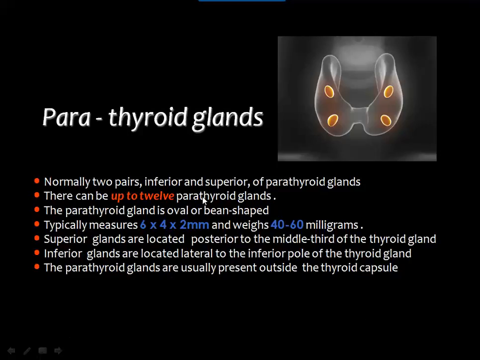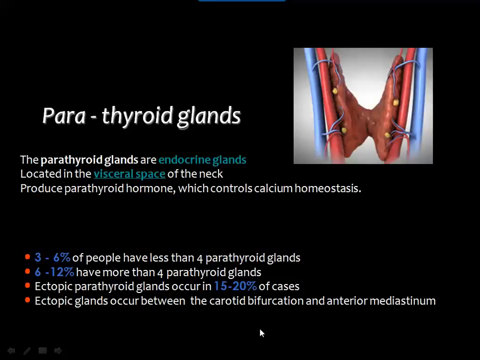The normal measurements of the parathyroid gland are 6 by 4 by 2 millimeters, and it weighs about 40 to 60 milligrams. The parathyroid glands are considered endocrine glands, and they produce the parathormone, which controls the calcium metabolism. About 3 to 6% of people may have less than 4 parathyroid glands, and about 6 to 12% of cases may have more than 4 parathyroid glands.